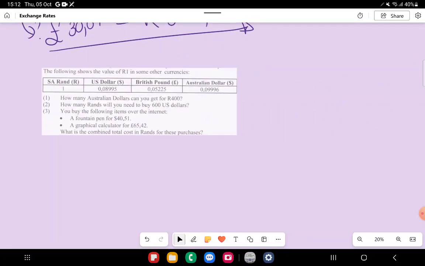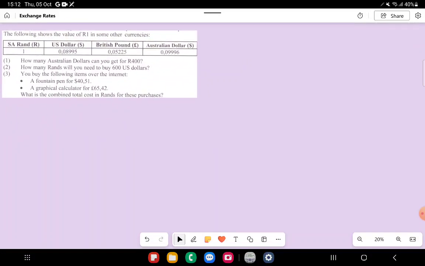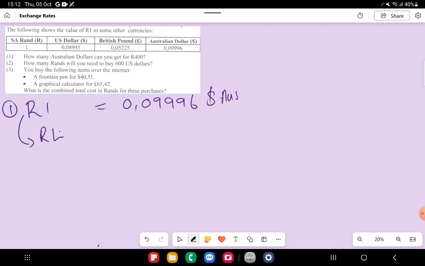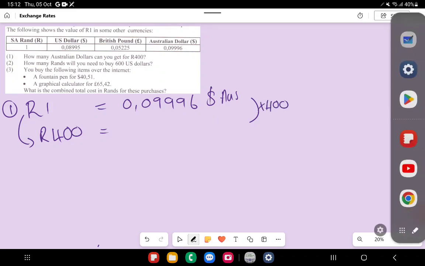Here is a statement that says, we've got 1 rand is $0.08995, 0.05225 pounds, and 0.09996 Australian dollars. How many Australian dollars for 400 rand? Let's answer that. So we know that 1 rand is equal to 0.09996 Australian dollars. So to get to 400, I multiply both sides by 400.